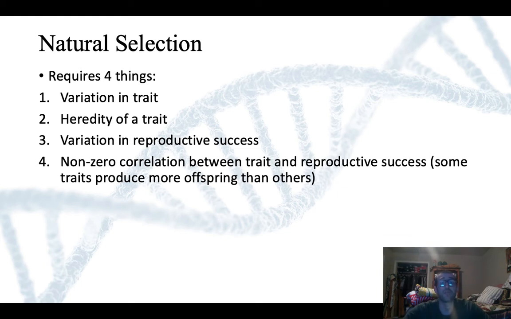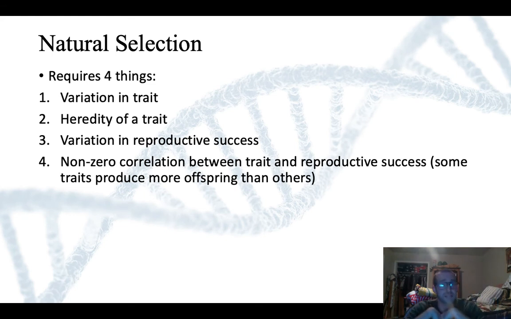So you need variation of a trait, and you need heredity of a trait. Then you need variation in reproductive success. And what this means is that we have offspring that have different traits. Some have purple flowers, some have white flowers. The plants that have one trait or the other need to be more successful in producing offspring than the other plants. Right? So hypothetically, we will say that the purple flower plants are more successful at producing more plants. Right? That would be variation in reproductive success.